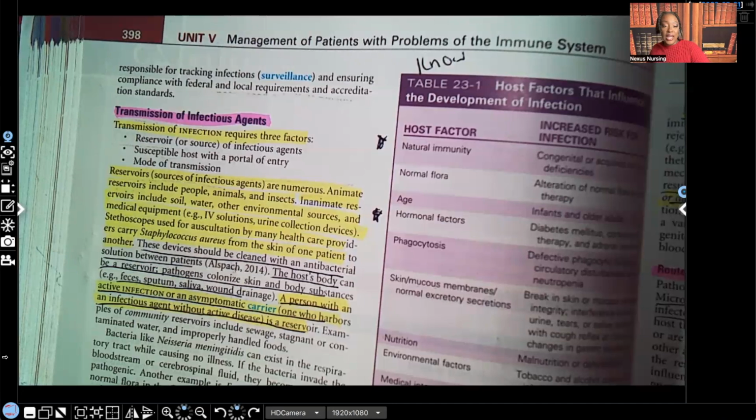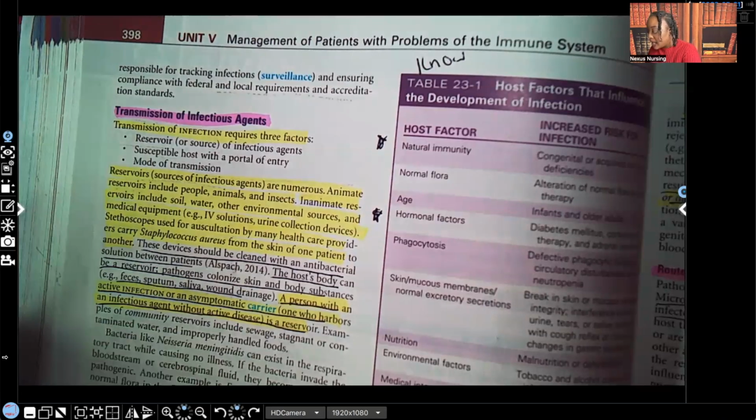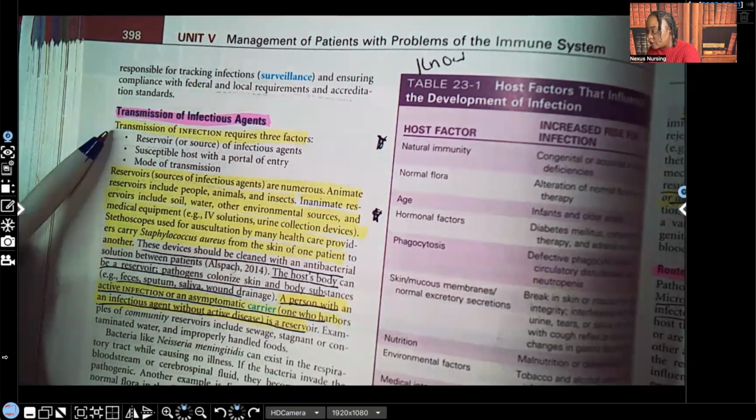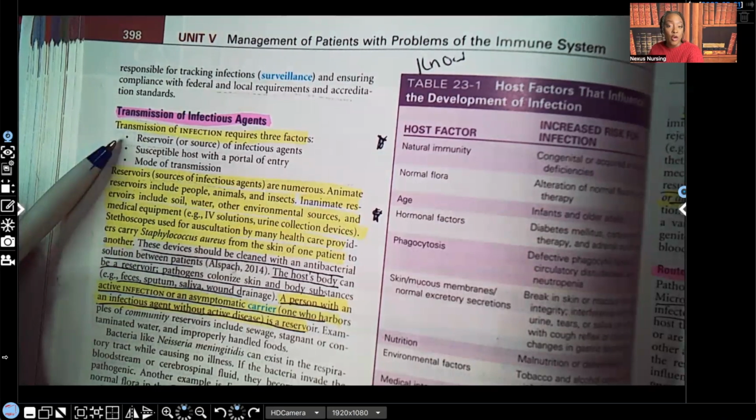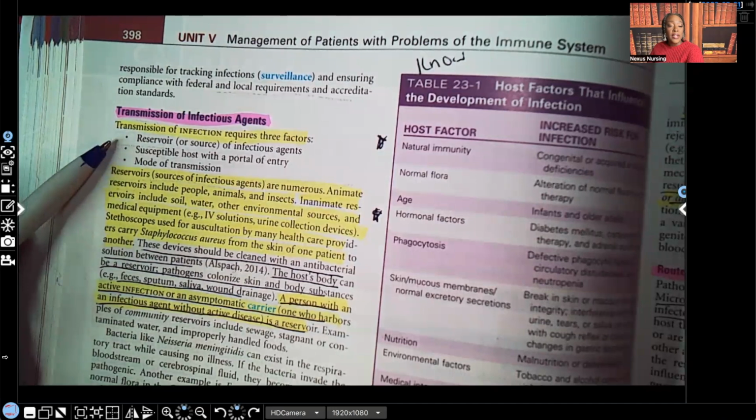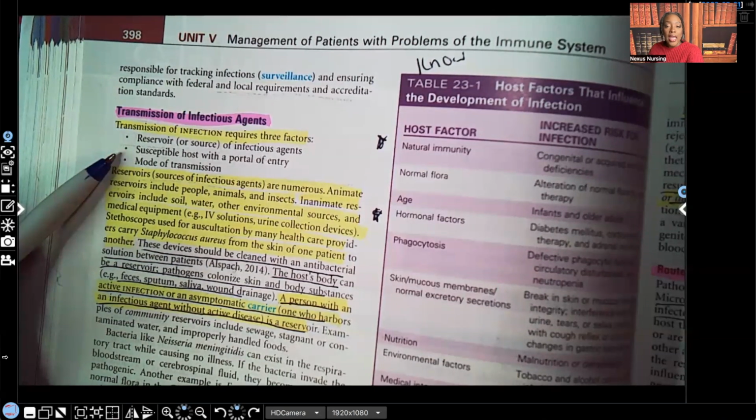All right, transmission of infectious agents. Look what it says: transmission of infectious agents requires 3 factors. There have to be 3 factors present for someone who has an infection to be able to transmit it somewhere else, or for a patient to actually get that infection. 1, there has to be a reservoir, a source of the infectious agent. 2, a susceptible host with a port of entry. How is that infectious agent going to enter that patient's body? There has to be a port of entry.